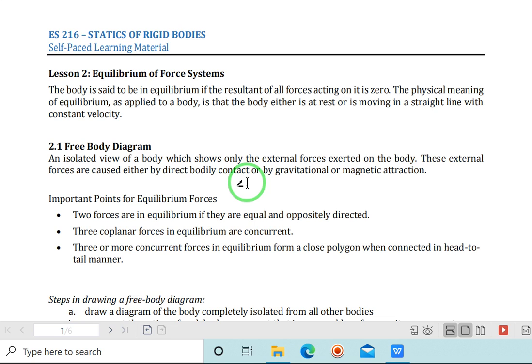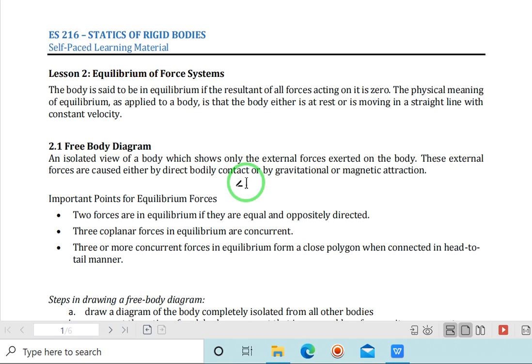So you have to show the external forces acting on that body. That is your free body diagram. These external forces are caused either by direct bodily contact or by gravitational or magnetic attraction.